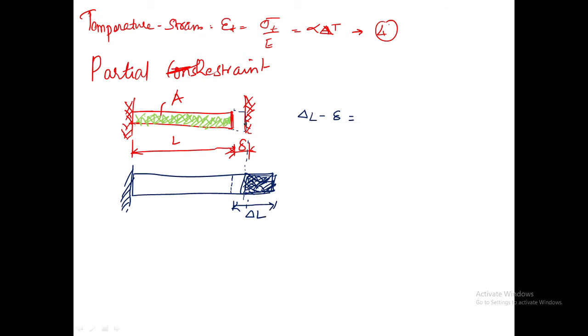You just look out. Up to this stage, it can freely expand. There is no restriction, right? When you put the restriction, then it is going to get some resistance. That resistance is what is temperature stress, right? So now delta L minus delta, it is some value. Let us go for delta L1.